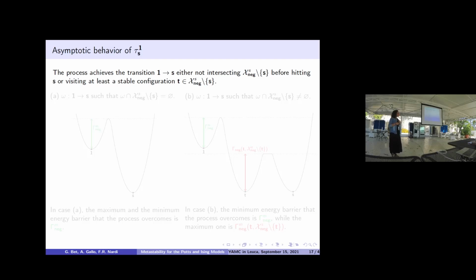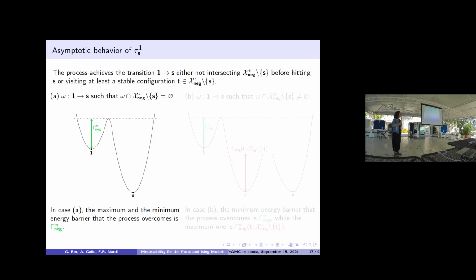Or it could follow a path that visits at least another stable state of the energy landscape different from the target one. So more precisely, with probability strictly positive, the process realizes the transition from 1 to S following the path omega as in case A, that does not visit other stable configurations of the energy landscape. And in this case, this green energy barrier, that is the depth of the initial cycle of the transition from 1 to the stable states, is both the maximum and the minimum energy barrier that the process has to overcome in order to realize the transition.